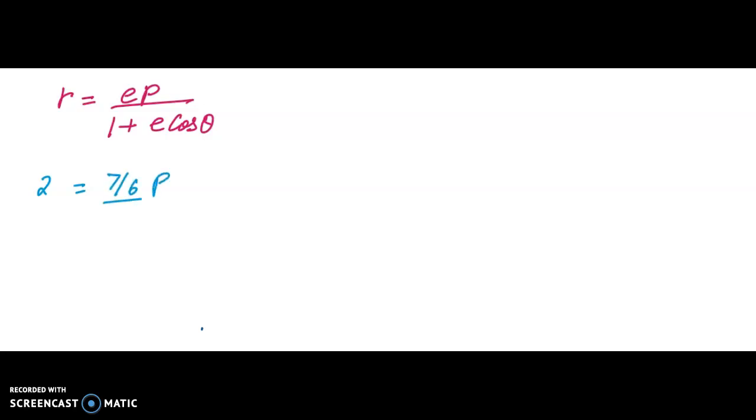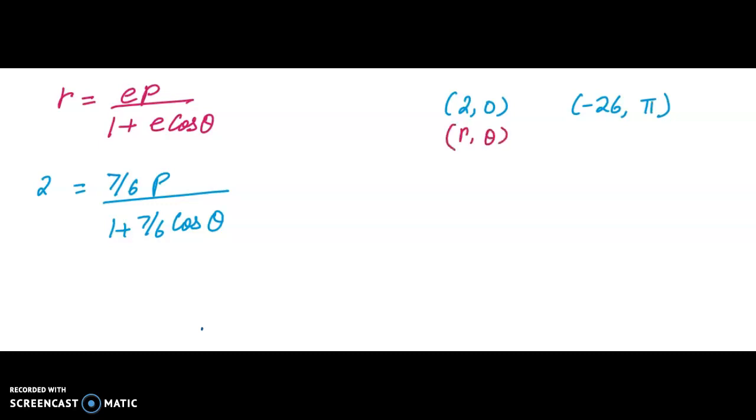We are taking p as it is, and then 1 plus 7/6 cos theta. Now this is my basic equation, so let me rewrite the vertices again. The vertices were 2, 0 and 26 pi. So we defined this as r and theta, right? 2 is the radius and theta is 0. So instead of theta, I will say 0.